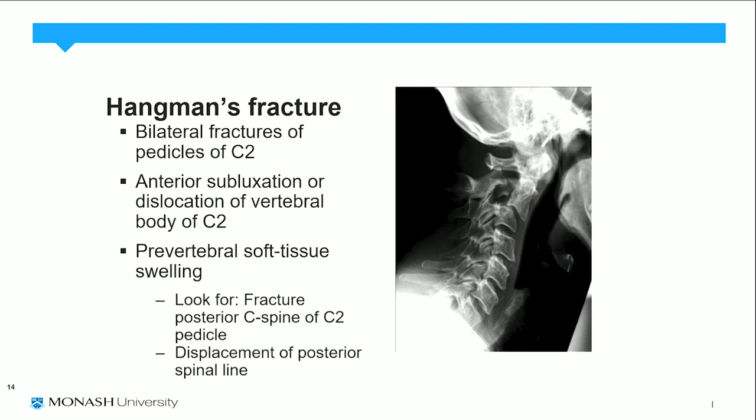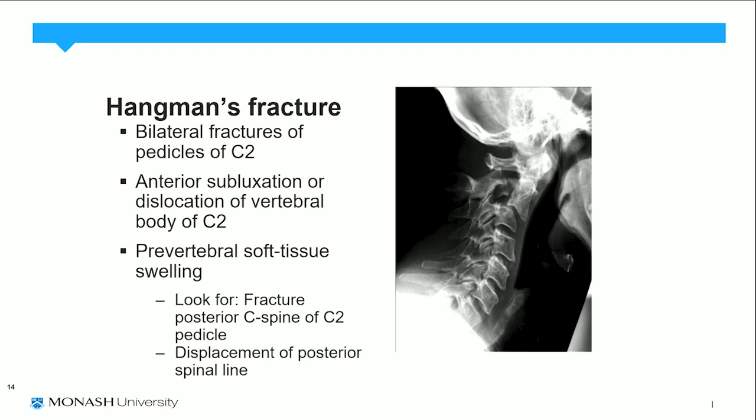Hangman's fractures are bilateral fractures of the pedicles of C2. So if we look at this image, behind the vertebral body of C2, we can see the fractures of the pedicles. Also, if we apply our lines, we can see that there is anterior dislocation of the vertebral body of C2 onto C3, and also look out for signs of prevertebral soft tissue swelling.